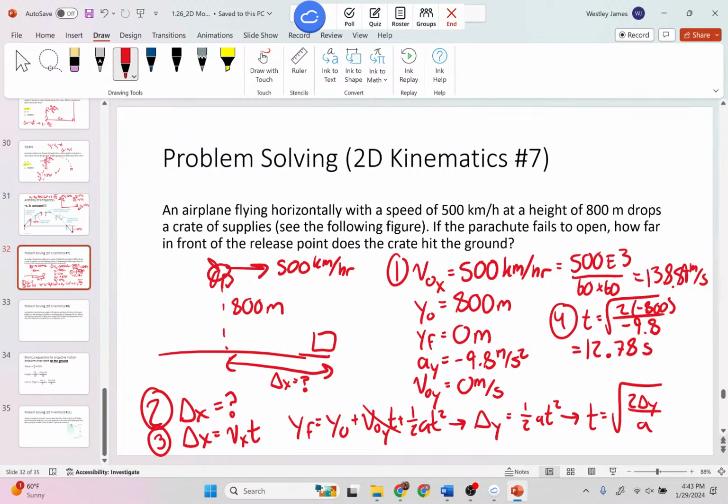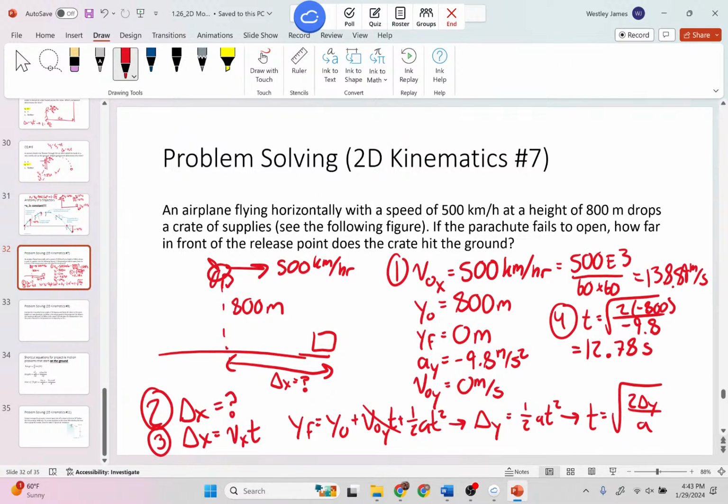12.8 seconds, that's a long time, y'all. 1, 2, 3. You get the idea. It may not seem like a long time, but for something falling, that's a long time. But it's almost a kilometer up in the sky. 800 meters is almost 1 kilometer. So that's a long time, but that's a large distance, so that's okay.